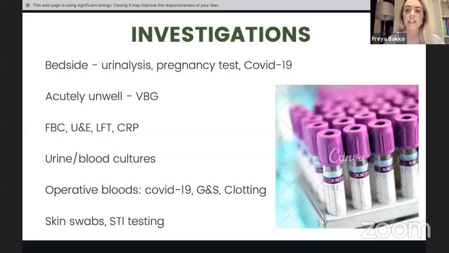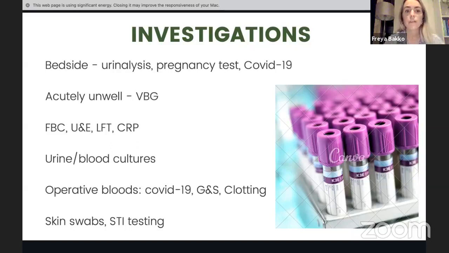In terms of investigation, you want to go through your usual bedside investigations. So always do a urine dipstick for any groin pathology, assess for infection or hematuria. In women of childbearing age, do a pregnancy test, always, always, always. And then obviously during this day and age, you want to do a COVID-19 swab, specifically to prepare them for theatre if that will be necessary, but also because it's a high risk to other patients on the ward.